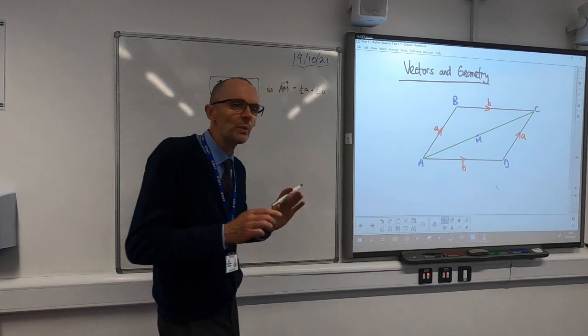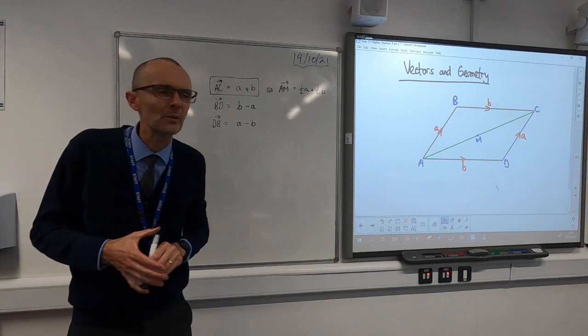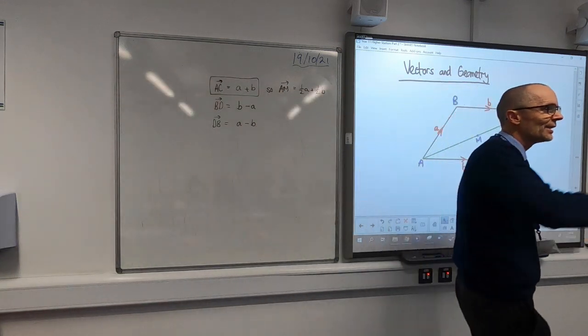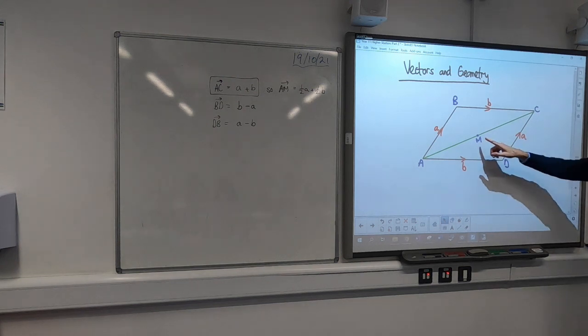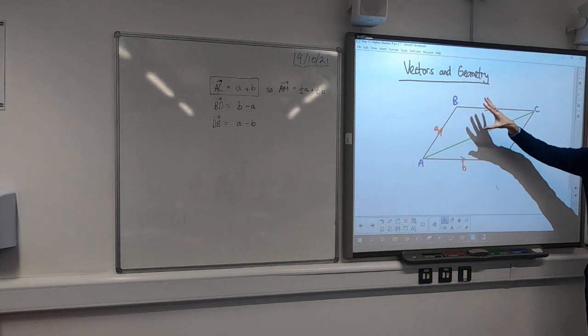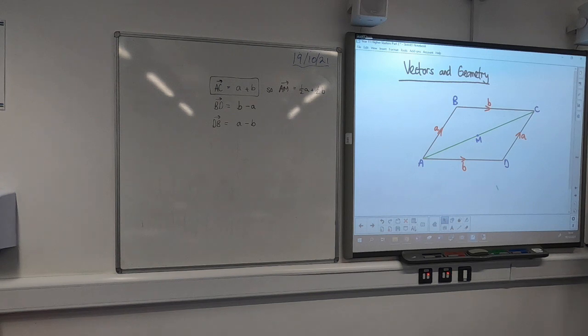Now, this is where vectors gets a little bit weird because we're no longer telling you that A is 6,2 and B is minus 8,3. So I can't actually put numbers in. We're leaving it in terms of algebra. And you might say, well, hang on a minute, I can't get to M because it's not on any of the journeys. But can you imagine?